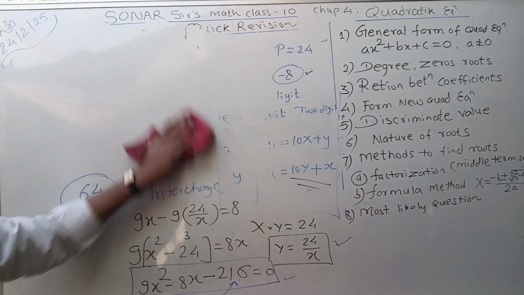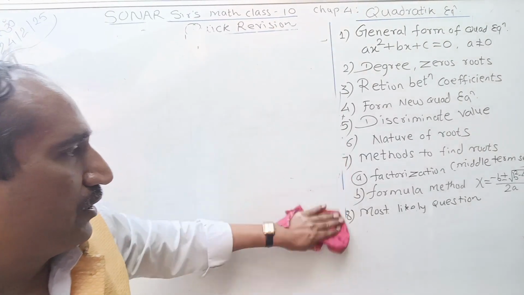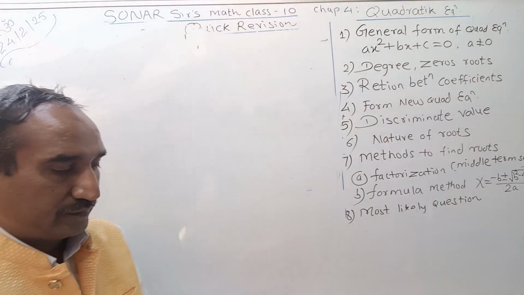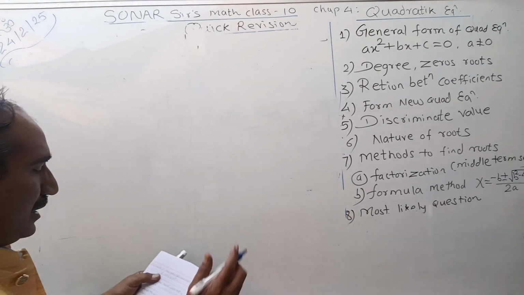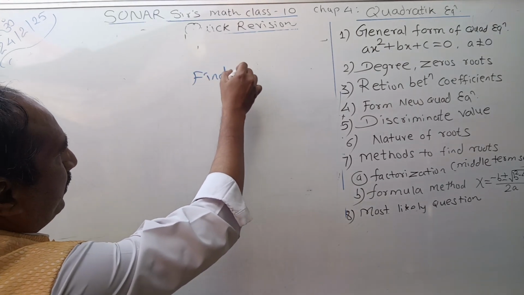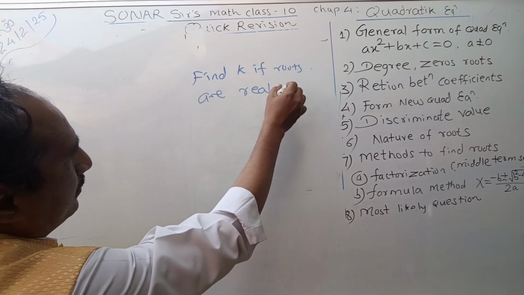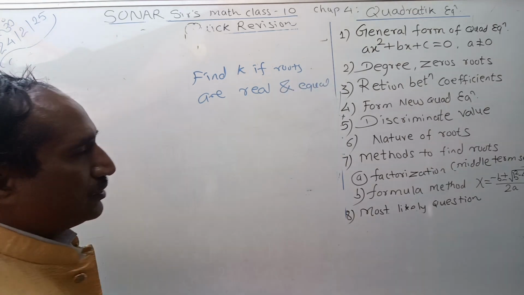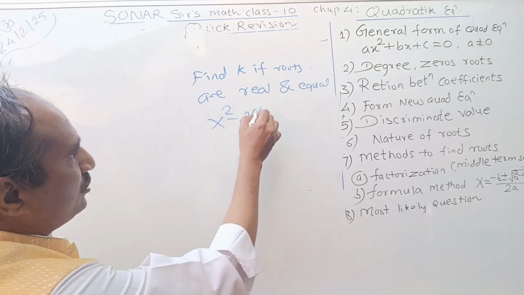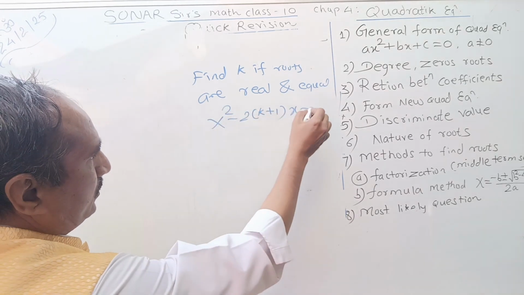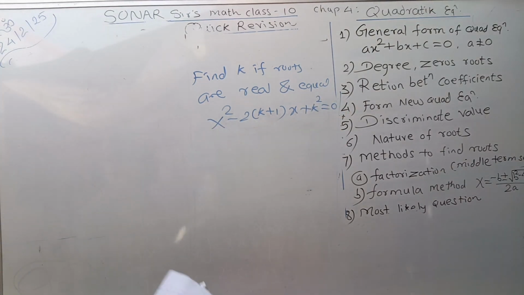Let's discuss one more important question related to the quadratic equation, and the question is: find k if the roots are real and equal. This is mostly asked in the exam. Find k if the roots of the quadratic equation are real and equal. The roots are real also and equal also. So we must remember the condition for real and equal roots. So x plus k square equal to 0. So here roots are real and equal.